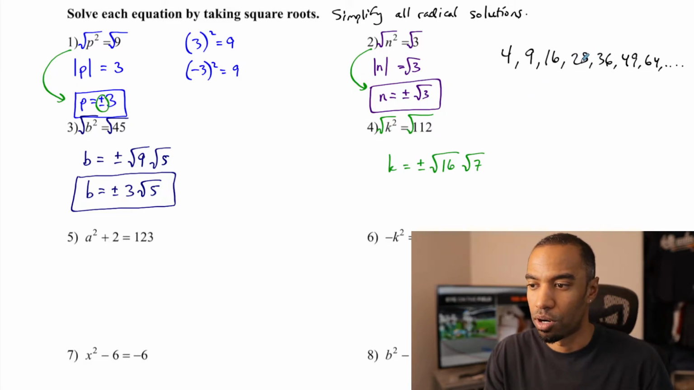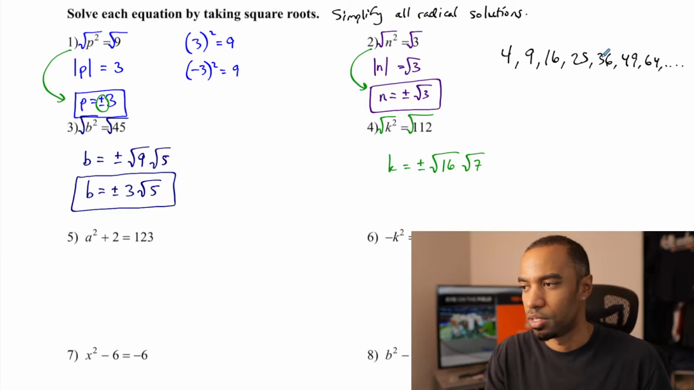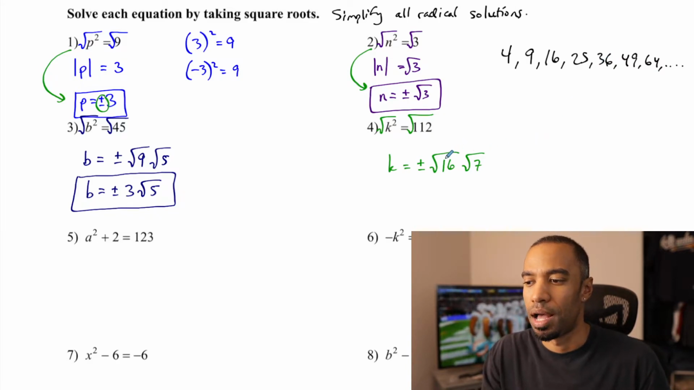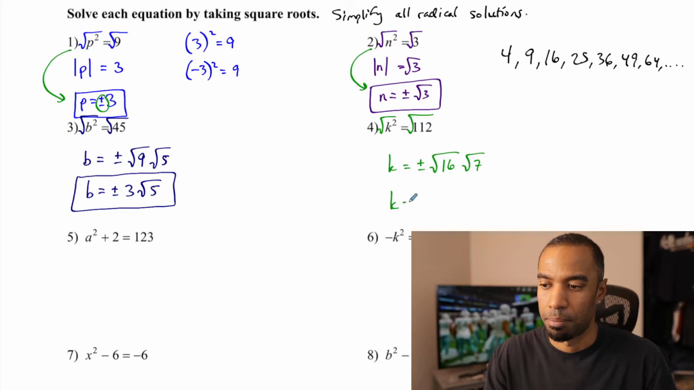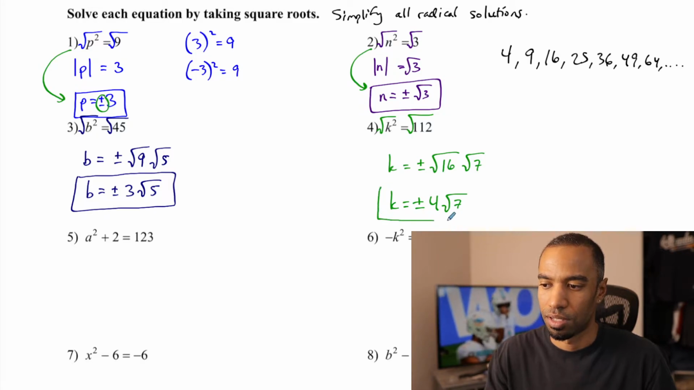You can try a couple more. Obviously 25 won't work. Check out 36. It's a no-go. I think that's 108. You get to 108, 36 times 3, and 49 it overshoots by plenty. So this is the largest one here, and I can take the square root of 16 here, and I'm going to get 4, so plus or minus 4 root 7, like that.